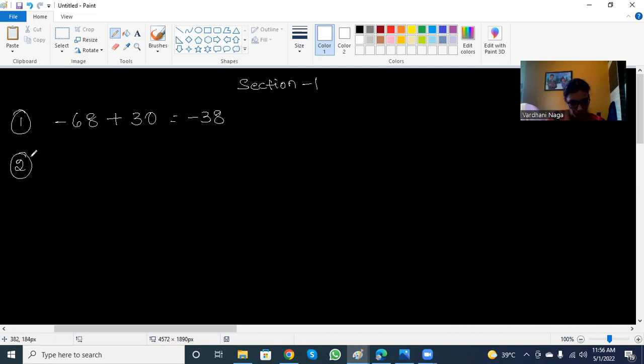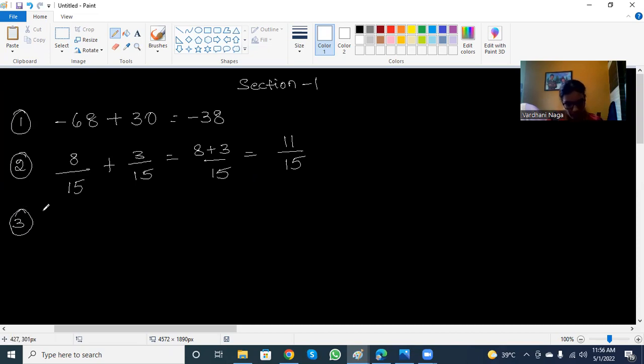Question number 2. Simplify 8 by 15 plus 3 by 15. Having the same denominator, take the common denominator and add the numerators. So 8 plus 3 gives you 11 by 15. Answer. Next. 3. Find the prime numbers between 10 to 30.